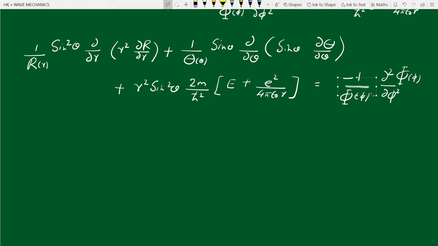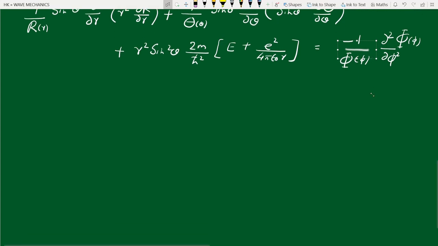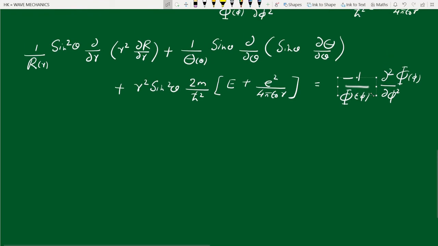Then suppose you consider this possibility. Suppose φ remains constant and only r and theta change. When r and theta change, let us assume that the left part of this equation increases. That is, this capital R function and capital Θ function will change, and let us assume they change in such a way that the left part of the equation increases.